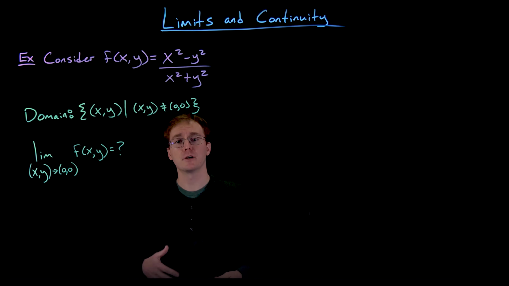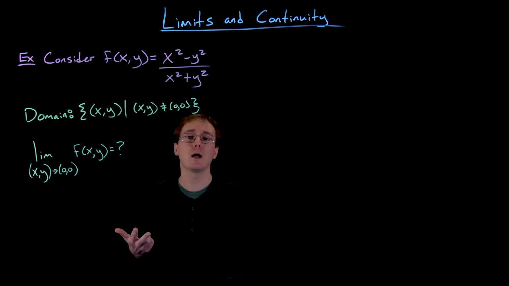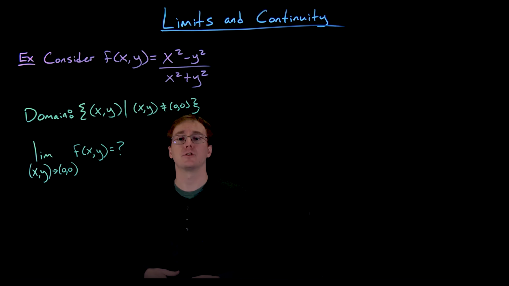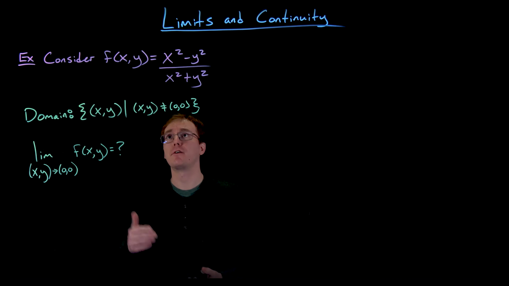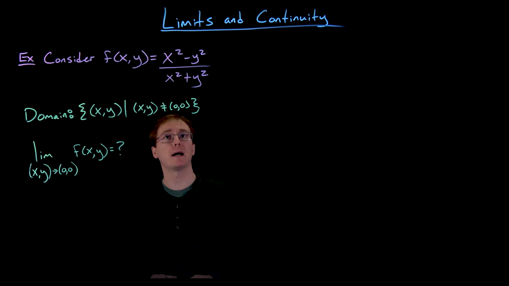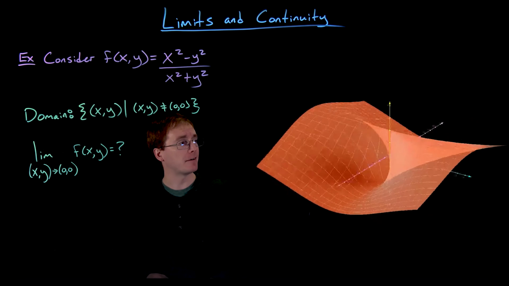And so like I mentioned earlier, we want to try to think about being able to find our limits graphically, numerically, as well as algebraically. And so, well, graphically, we can just graph our function f of x, y equals x squared minus y squared over x squared plus y squared. And if we take a look at the graph of our function, we can see some really weird behavior is going on at the origin, or at the point 0, 0.